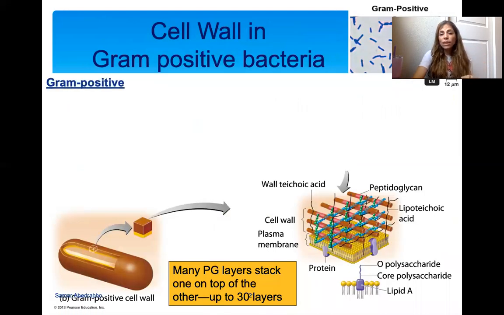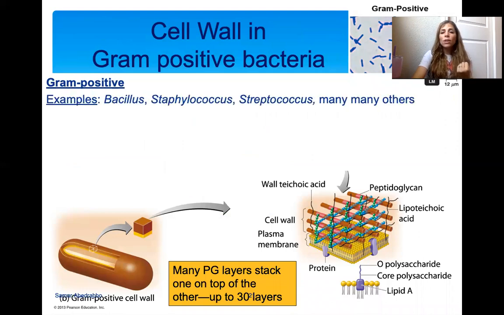So let's just focus on gram-positive bacteria. Examples of gram-positive bacteria, which I do not want you to memorize, but just to give you an idea, are Bacillus, Staphylococcus, Streptococcus, many, many others. Staphylococcus epidermidis is a bacteria that we have on our skin. Streptococcus bacteria, one species of it causes strep throat, the really bad sore throat. These are what we classify as gram-positive bacteria.